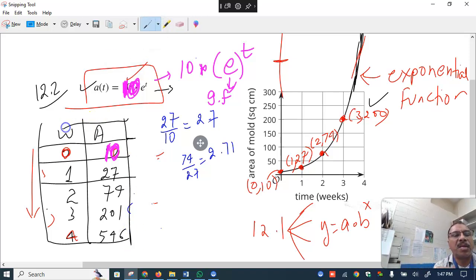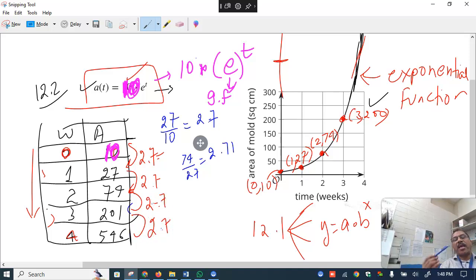So here you've seen this. Each time you take the ratio, it's a little more than 2.7. So I'll just write 2.7. Again, you multiply by 2.7. Again, you multiply by 2.7. Every time you multiply by a little more than 2.7. They are not exactly the same, because the numbers they show here are rounded to whole numbers, so it doesn't give you the actual square centimeter.